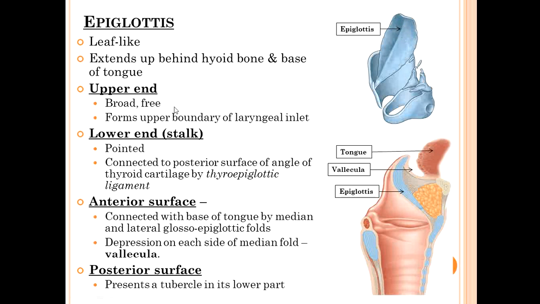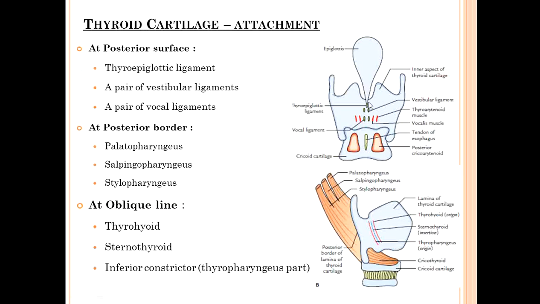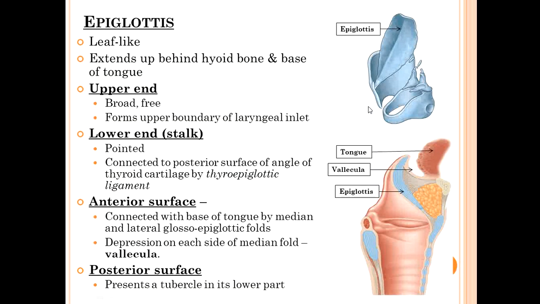Here it is broad and free, and it forms the upper boundary of the laryngeal inlet. So here you see the laryngeal inlet. It will go in this direction, it will fall down, and it will close. The lower end is pointed. It is connected to the posterior surface of the angle of the thyroid cartilage by the thyroepiglottic ligament. I have shown you here the attachment of the thyroepiglottic ligament.